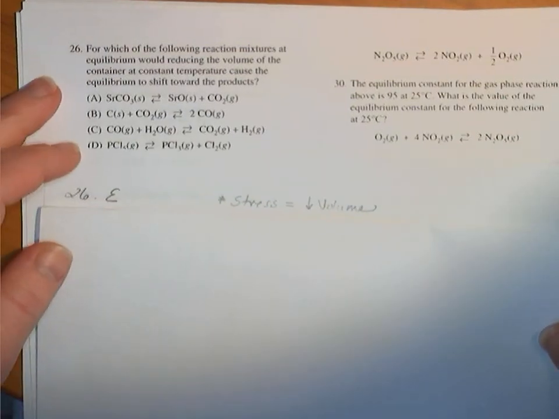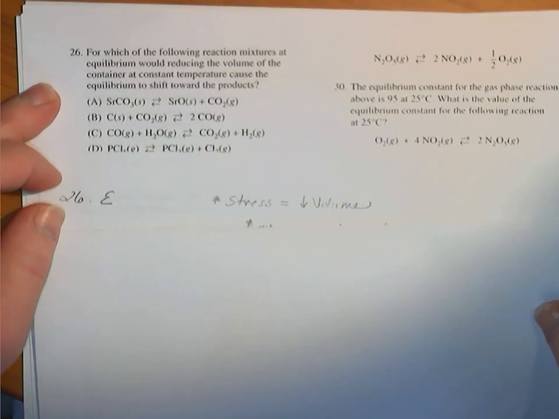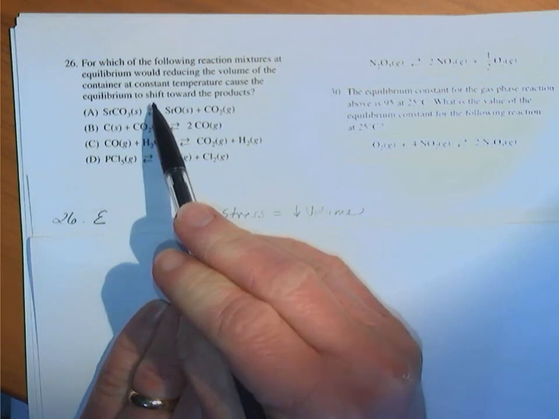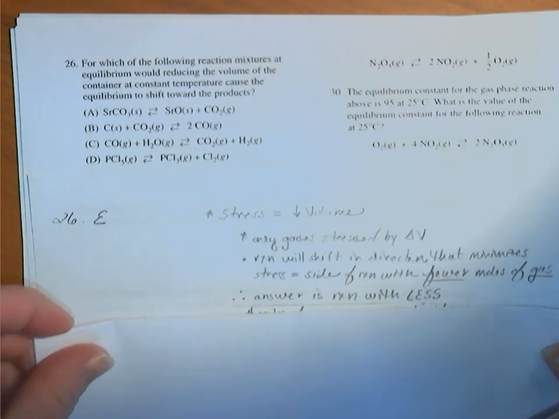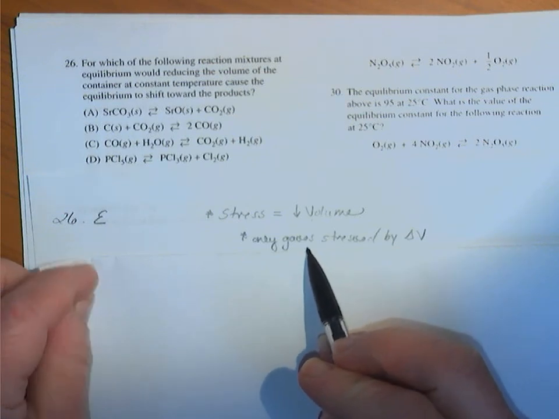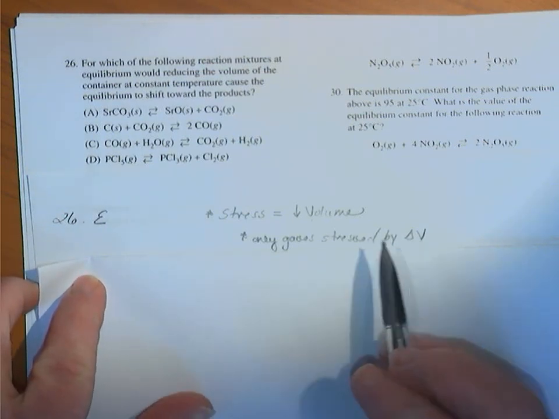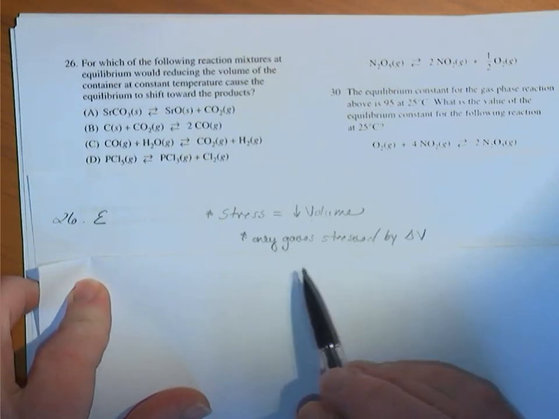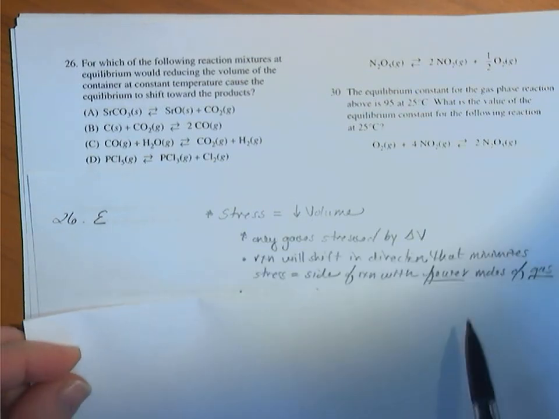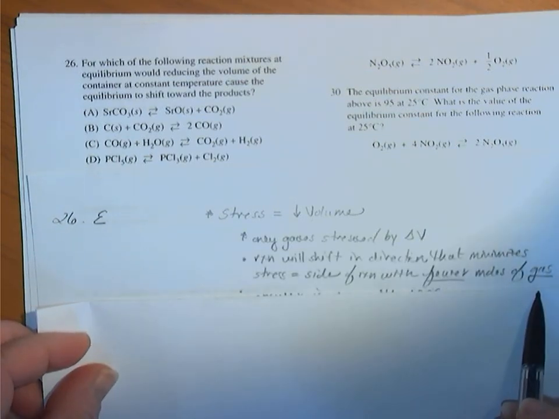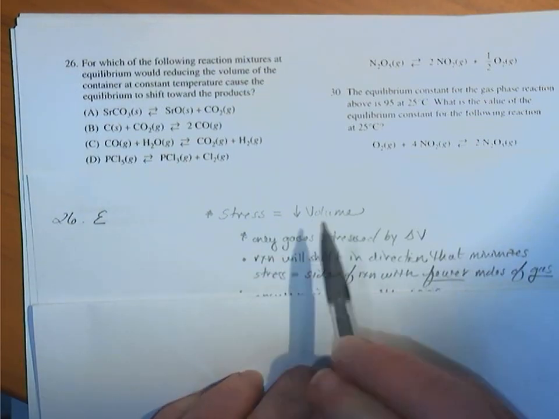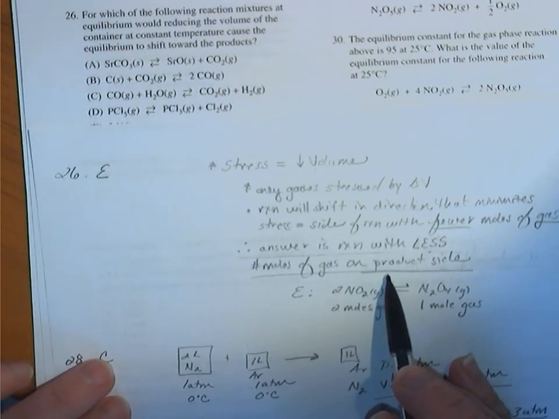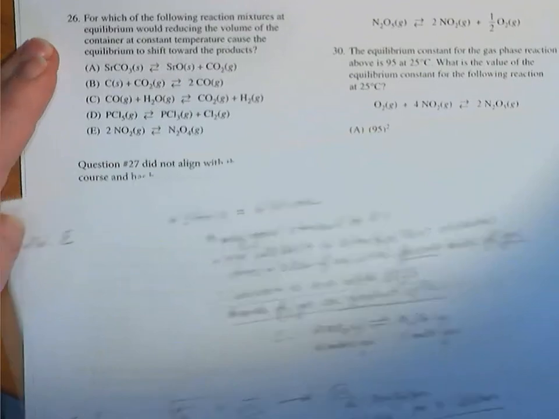The answer is E. They are asking for which of the following reactions would the stress of decreasing volume cause a shift toward product. If we remember that only substances in the gaseous state are stressed by a change of volume, which will have a consequence of a change of pressure, we want to look for the side of the reaction where there are fewer moles of gaseous product. If we're trying to shift to product, that will relieve this stress. And the answer with fewer moles of gas on the product side, the only choice is E.